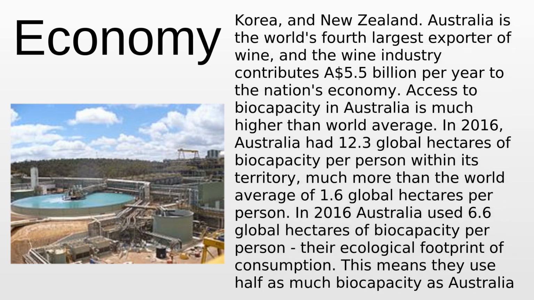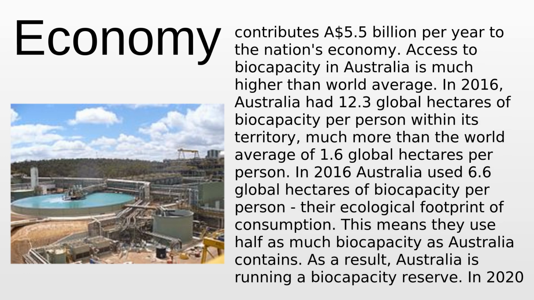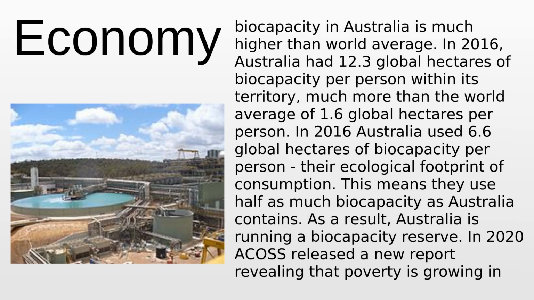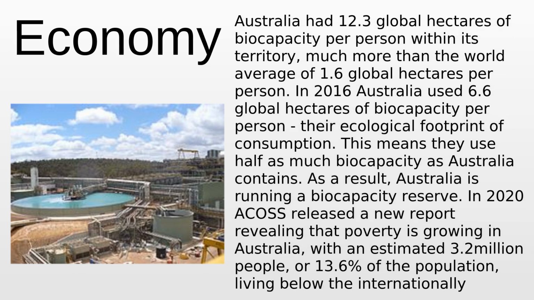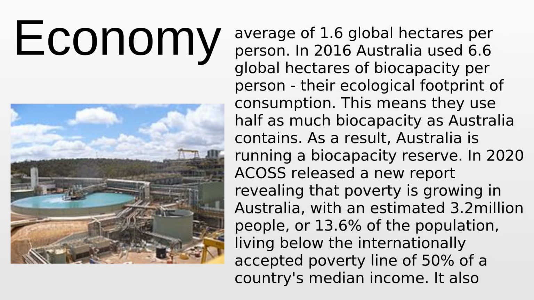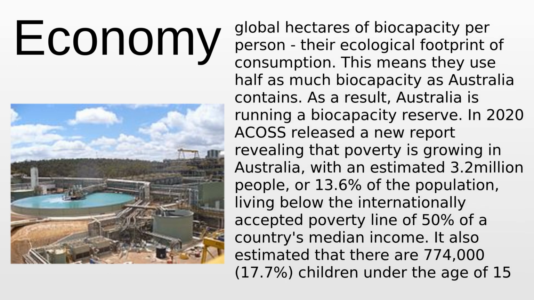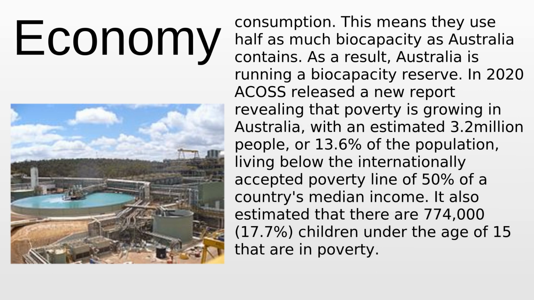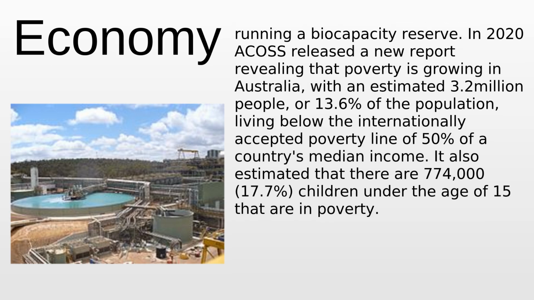Australia is the world's 4th largest exporter of wine, and the wine industry contributes 5.5 billion Australian dollars per year to the nation's economy. Access to biocapacity in Australia is much higher than world average. In 2016, Australia had 12.3 global hectares of biocapacity per person within its territory, much more than the world average of 1.6 global hectares per person. In 2016, Australia used 6.6 global hectares of biocapacity per person, their ecological footprint of consumption. This means they use half as much biocapacity as Australia contains. As a result, Australia is running a biocapacity reserve.